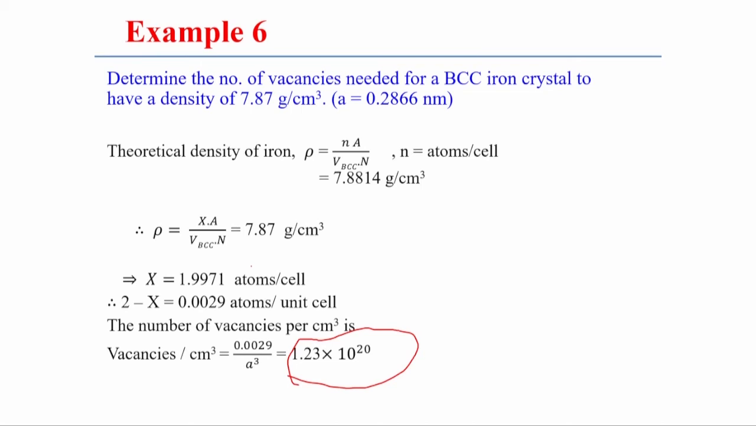Due to the presence of the vacancies, the density may not be exactly equal to the theoretical density of a perfect crystal. So this is one way to estimate the number of vacancies in a BCC crystal structure, when we measure the bulk density of a specific material and it differs from the theoretical density of that material.